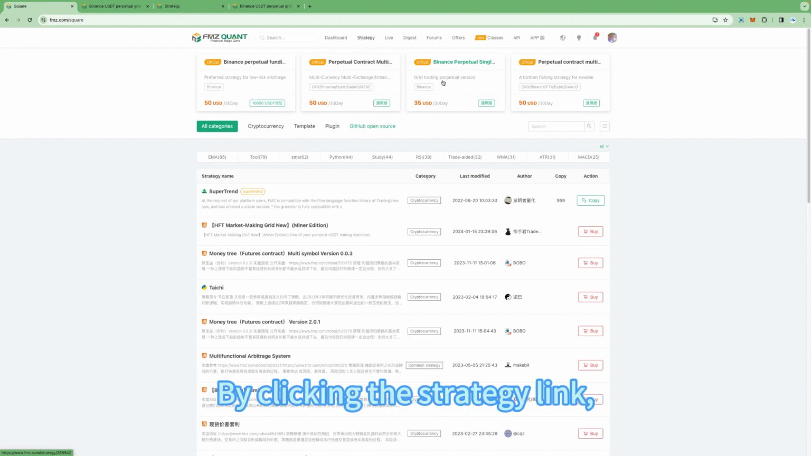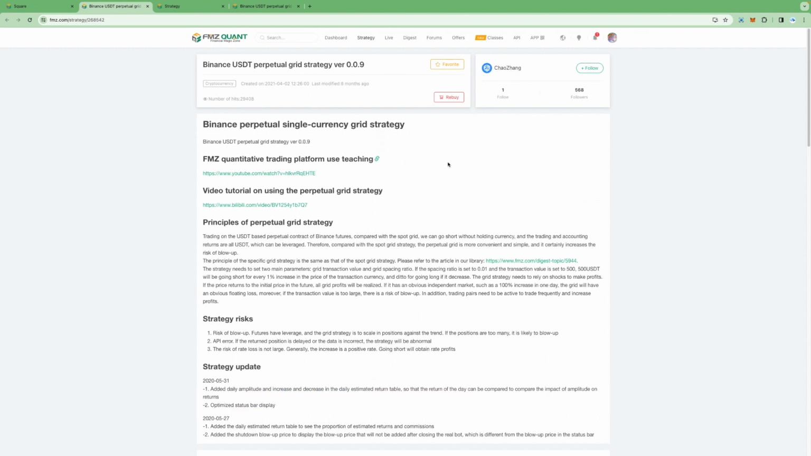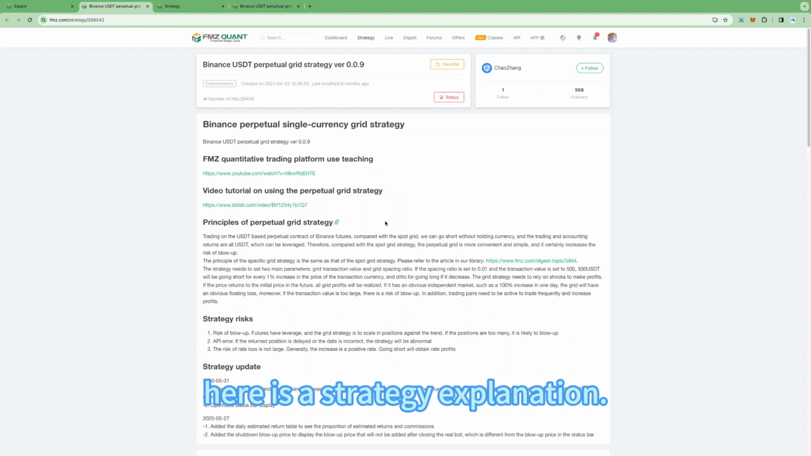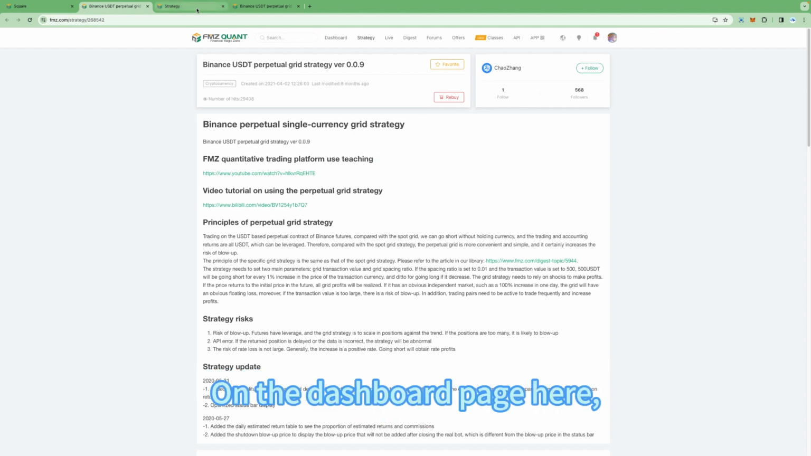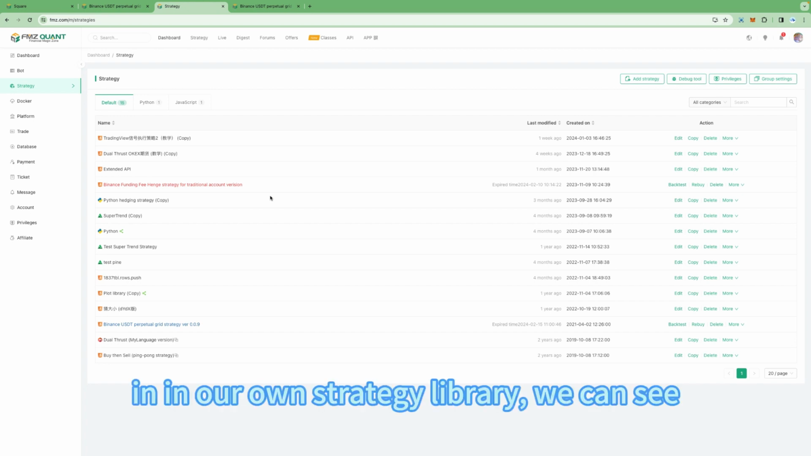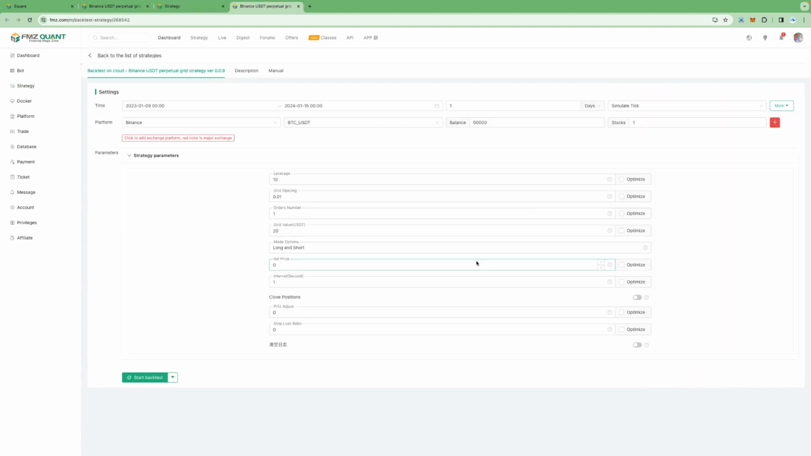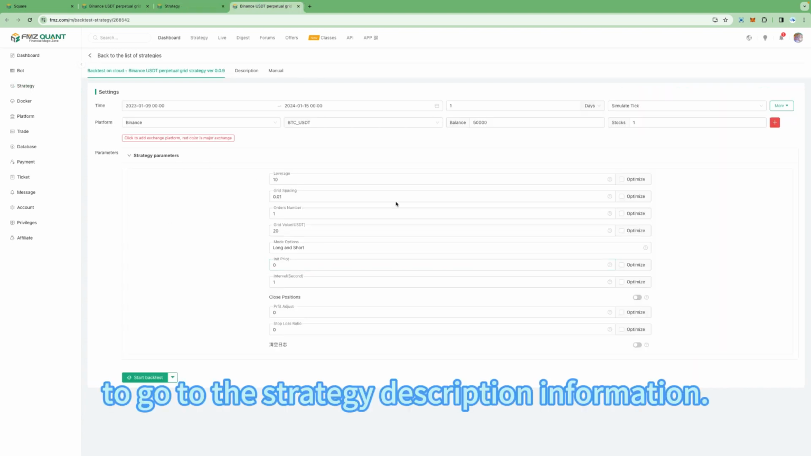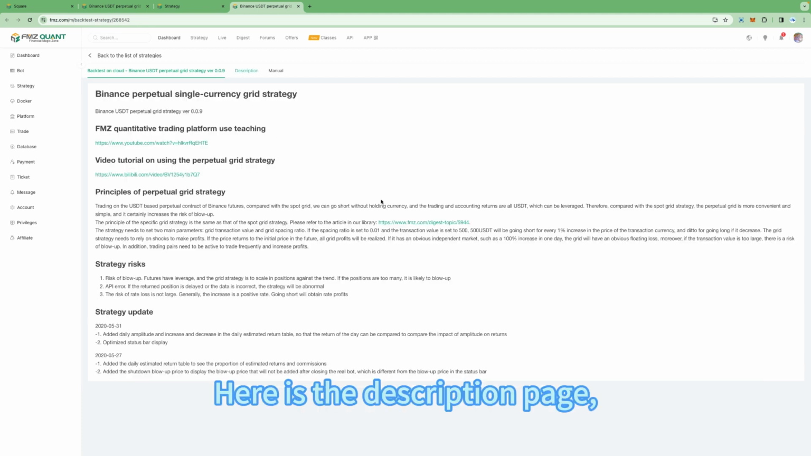By clicking the strategy link, we can go to the strategy purchase page. Here is a strategy explanation. Of course, I have already purchased the strategy. On the dashboard page, in our own strategy library, we can see it is here. We can click on the strategy name to go to the strategy description information. Here is the description page.